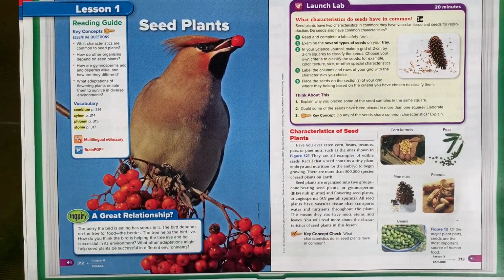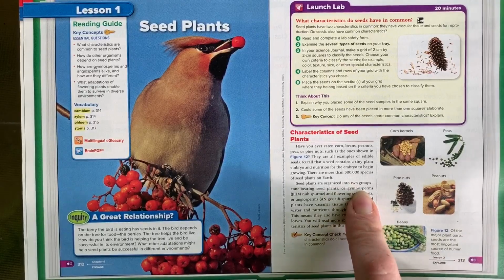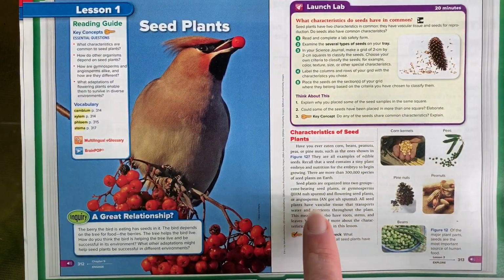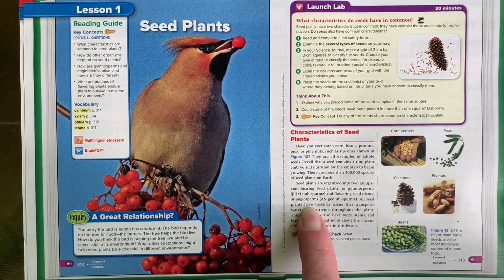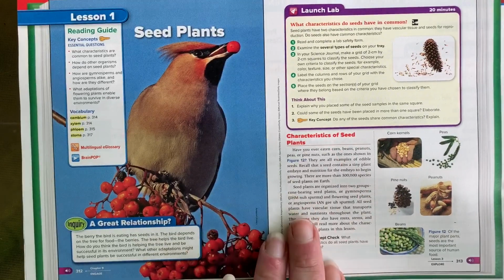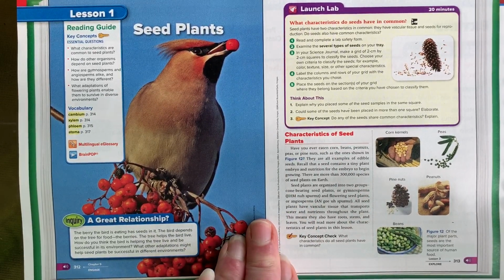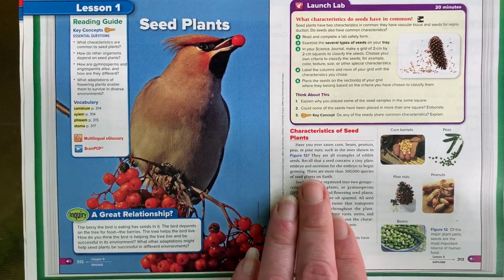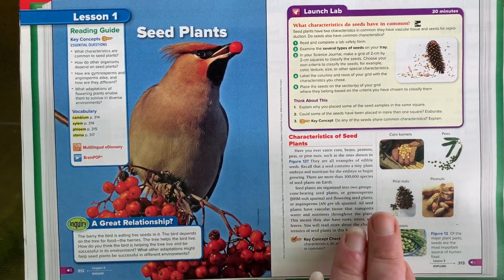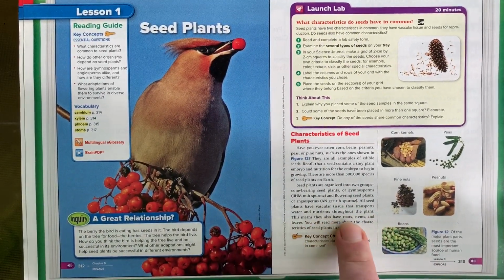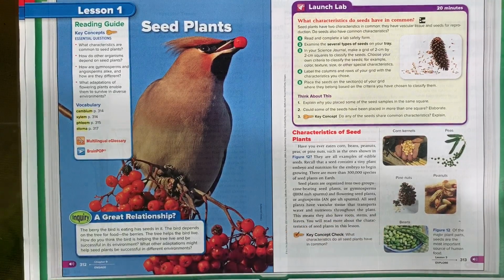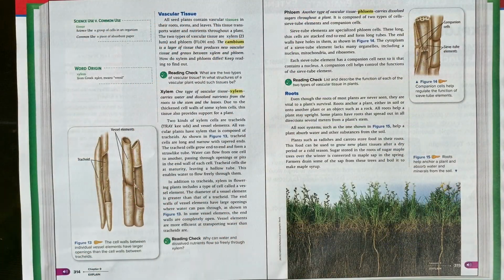Seed plants are categorized into two groups: gymnosperms, which produce cones, and angiosperms, which produce flowers. All of these seed plants have vascular systems which transport water and nutrients throughout the plant. And they all have roots, stems, and leaves. All seed plants have vascular tissues.